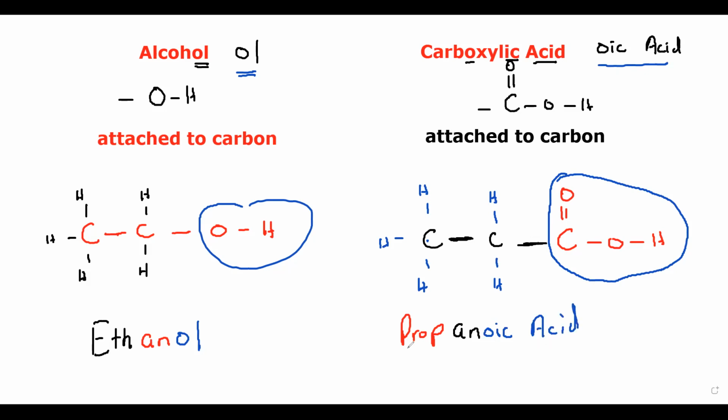Prop because of 3 carbon, N because they have a single bond between them, and oic acid as they have C double bonded with O and OH. Is it clear, this example, how we name this compound? The carboxylic group.